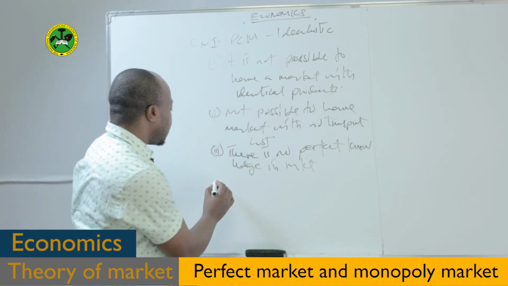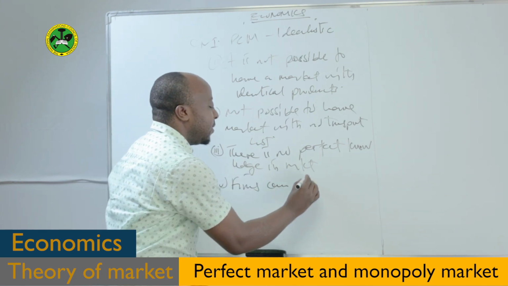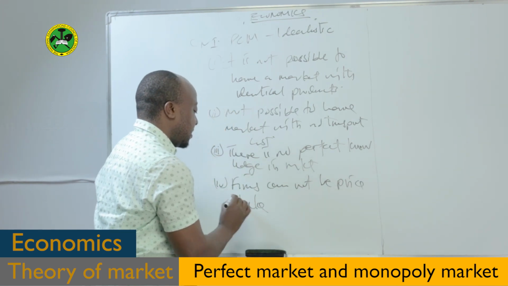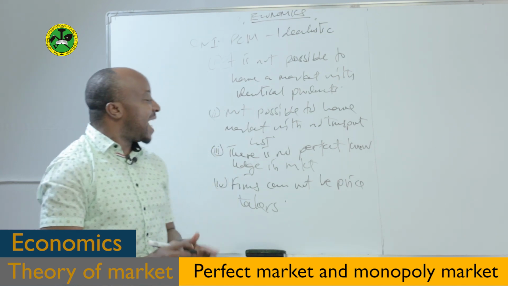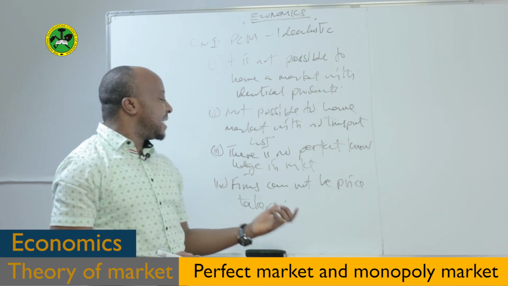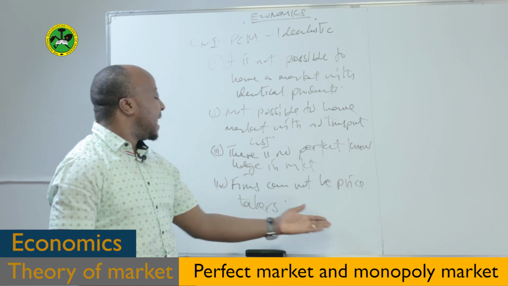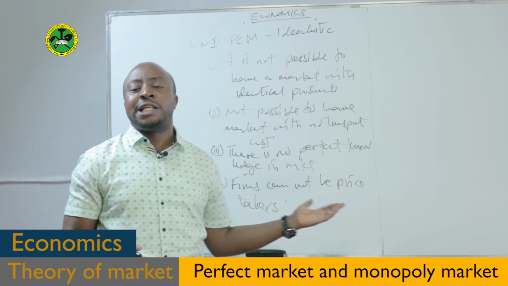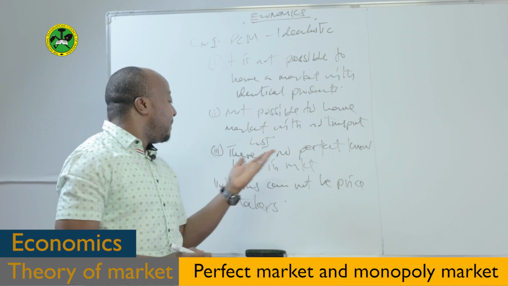But also, firms cannot always be price takers. They do not have freedom. They do not have any power to influence market price. It is also not realistic, because it is not possible to find a market where firms are always price takers and cannot influence market price. Such a market is unrealistic. It is theoretical. So the perfect market is theoretical because of this.